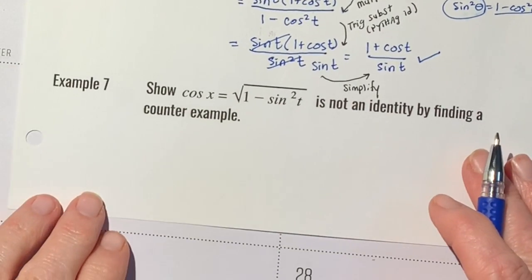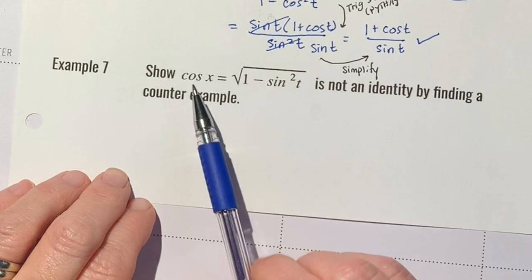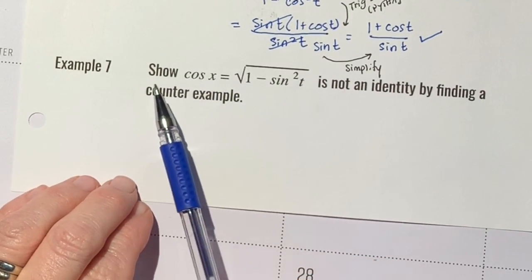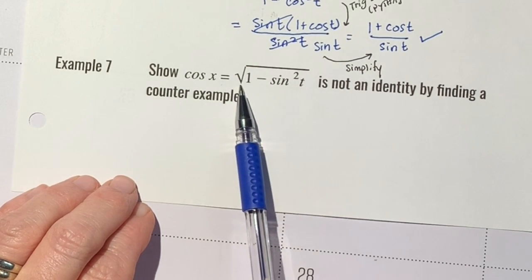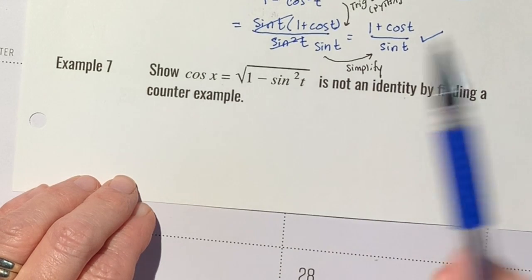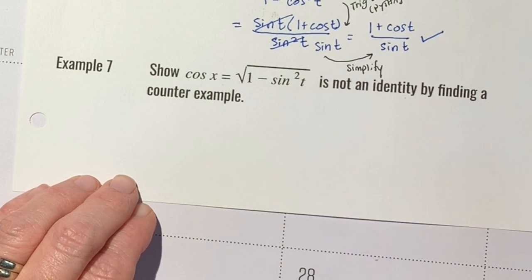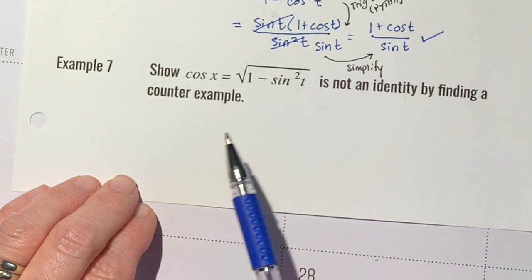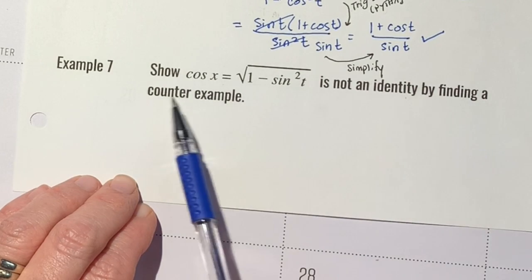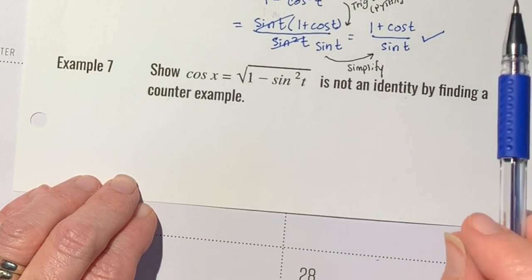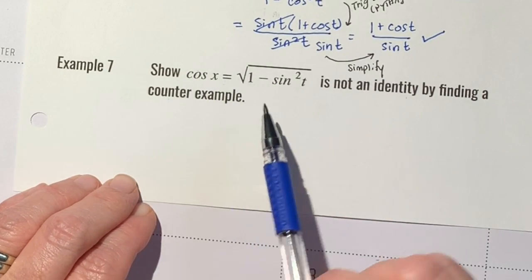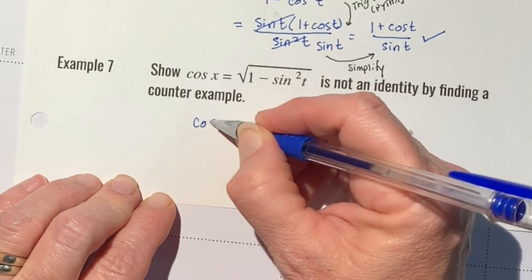So for our last example, this one's a little different. For number 1, it's not an identity that we're trying to prove. This one, we're actually trying to disprove it. The directions say to show that cosine of x equals square root of 1 minus sine squared x is not an identity, which means it's not true all the time. There's a case out there where it fails to be true. And so we're going to show that by finding a case where it's not true, also called a counterexample. We're going to find a counterexample where this fails.